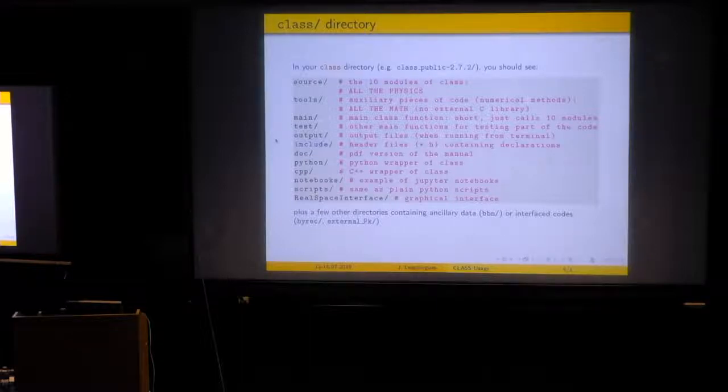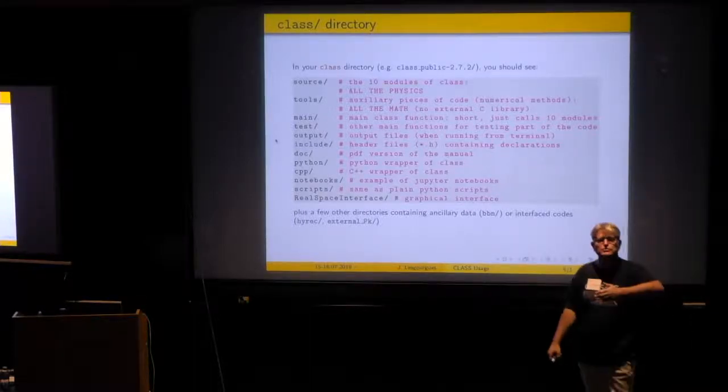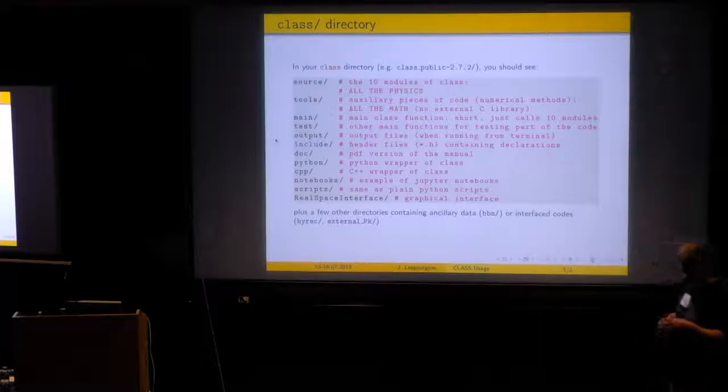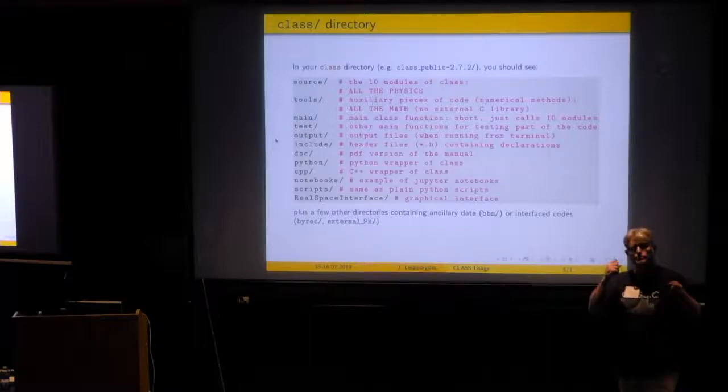This is useful during development because the 10 modules are called sequentially. When you call class, the main of class, the 10 modules are called. But it's completely possible to run class until a given module. So suppose that you are doing some development in the third module. When you want to compile and test, you don't want to run the 10 modules, but only the first 3. And for this, you will find in test some alternative to the main that only calls the code from module 1 to module n.